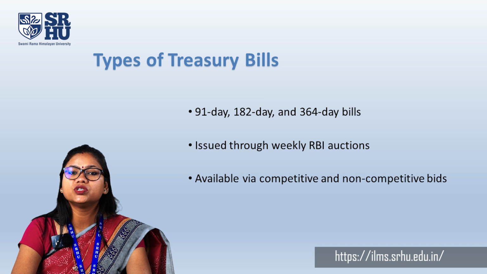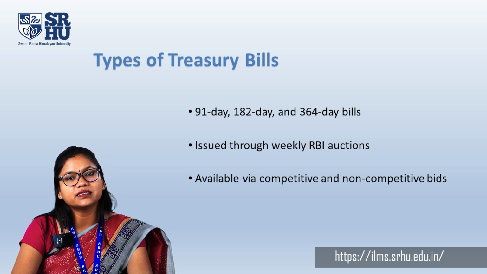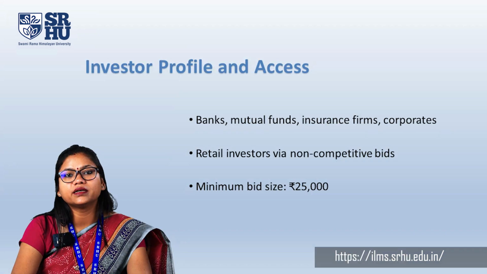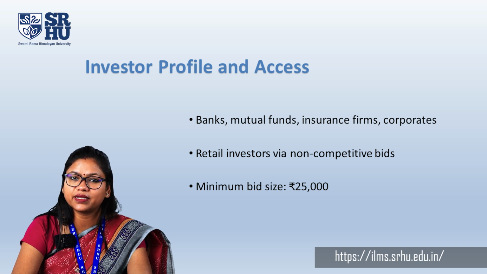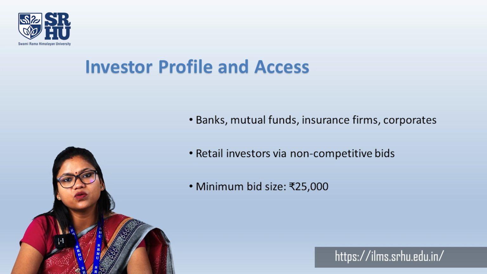These Treasury bills are issued through auctions conducted by the Reserve Bank of India on a weekly basis. The bidding process can be competitive or non-competitive. In a competitive bid, investors quote the price they are willing to pay, whereas in a non-competitive bid, the investor agrees to accept whatever cutoff price is determined in the auction. The minimum bid size for Treasury bills is rupees 25,000 and in multiples thereof, like 50,000, 75,000, 1 lakh and so on, making them more accessible to a wide range of investors.